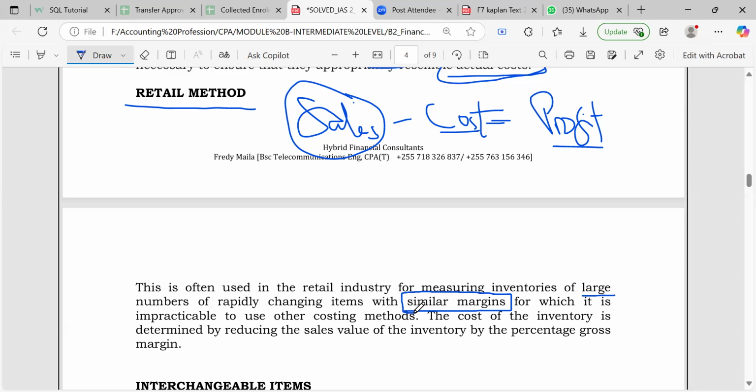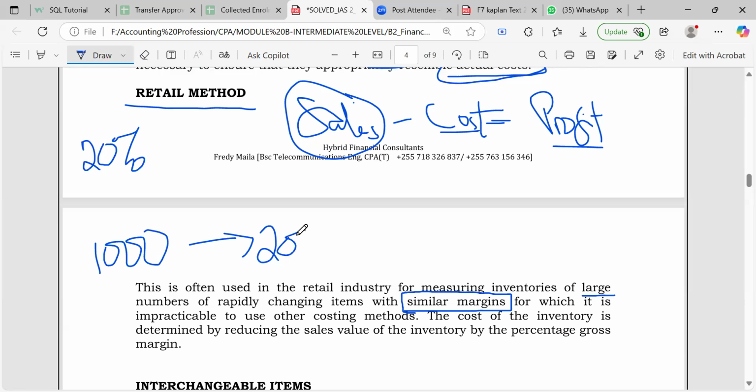By being told the similar margins, we mean that when you make your product, you state your profit as a percentage of sales. So if I sold something for 1,000, what would be the profit? I just take 20% of 1,000, which would give me how much? 200, right? Yes, it will give you 200.